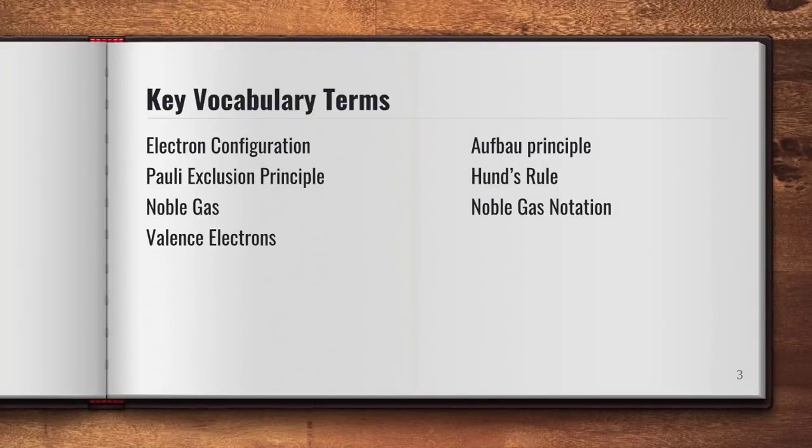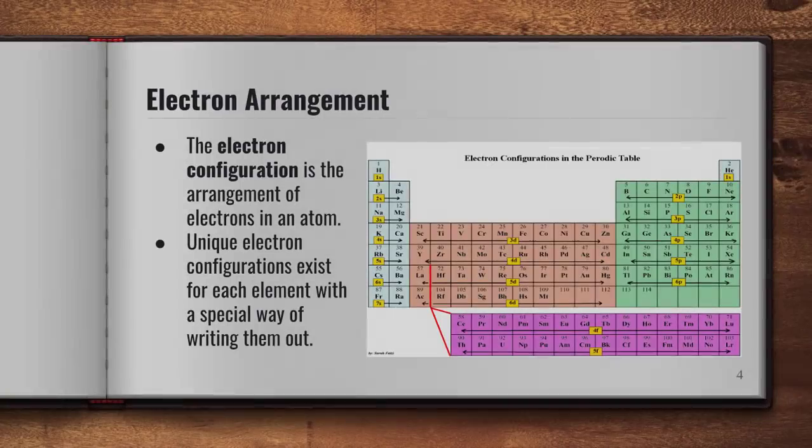We have a few key vocab terms for today. That includes electron configuration. We'll also talk a little bit about the Pauli Exclusion Principle, noble gas, valence electrons, Aufbau Principle, Hund's Rule, and noble gas notation. All of these will be very important when we try to go through and figure out what are the notations that we're looking for in this particular video.